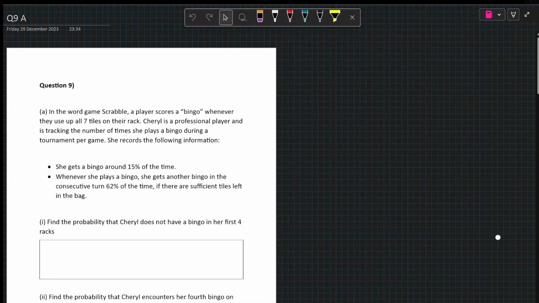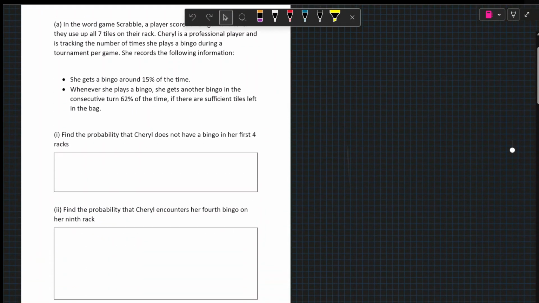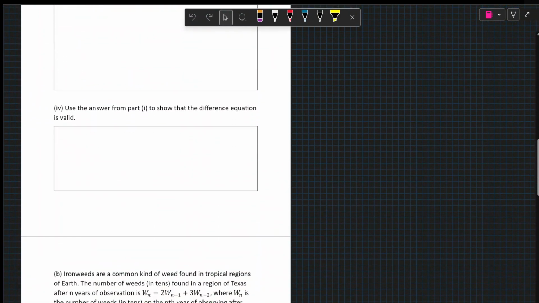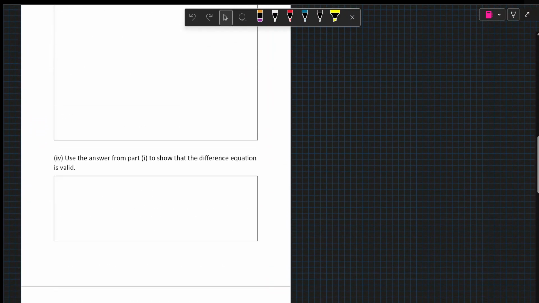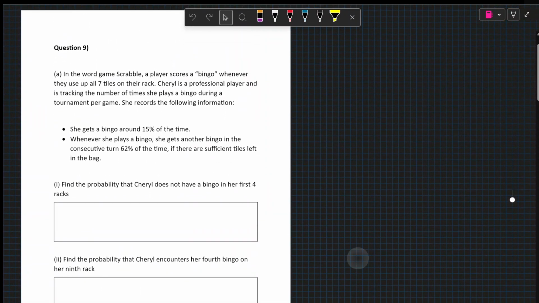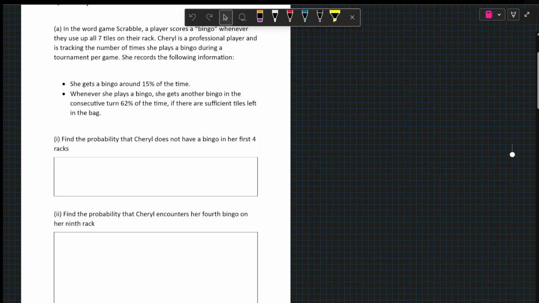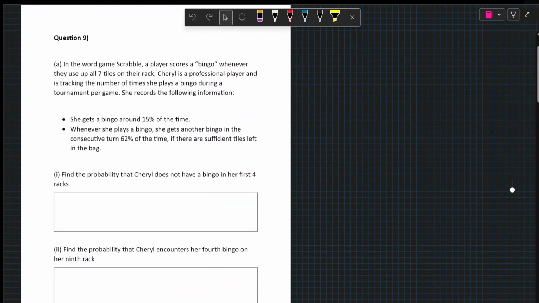So this is question 9 of Mock A, and it starts off as a difference equations question, so probability, and then goes into second order difference equations. In the word game Scrabble, a player scores a bingo when they use all 7 tiles in the rack, and we have a professional player. This one's going to be weird. And she wants to calculate the probability of getting a bingo.